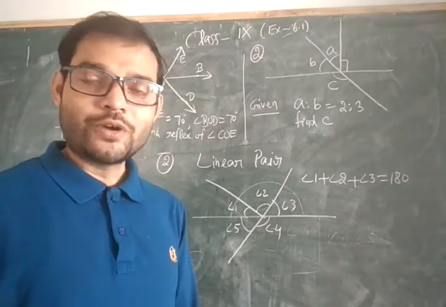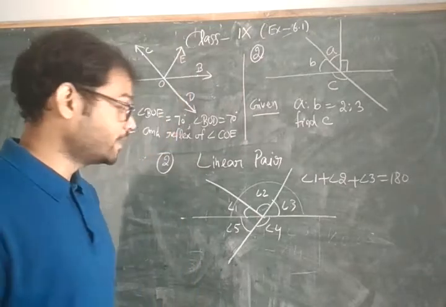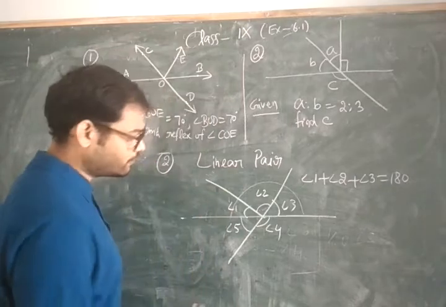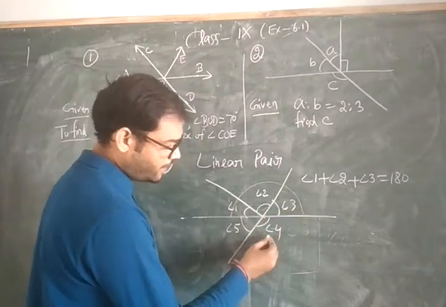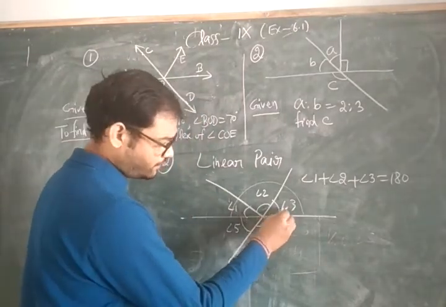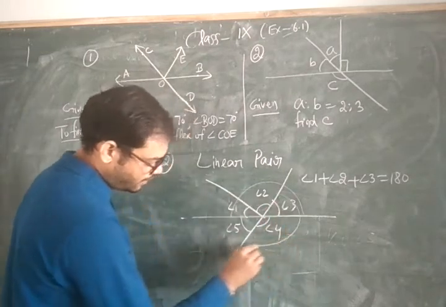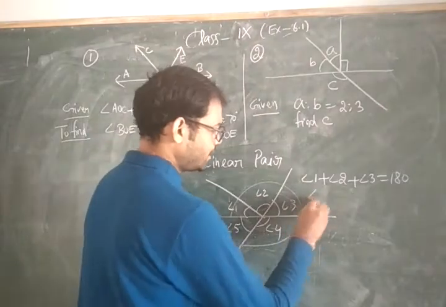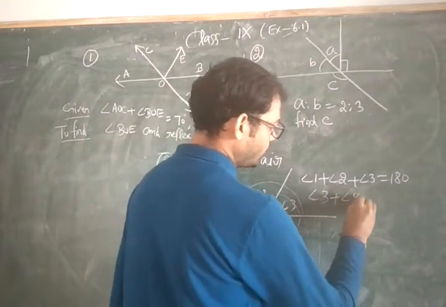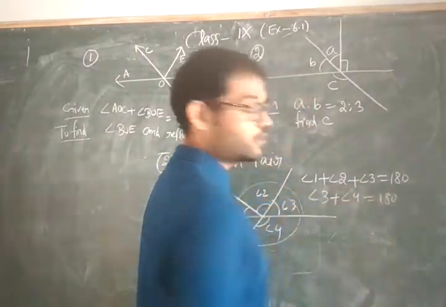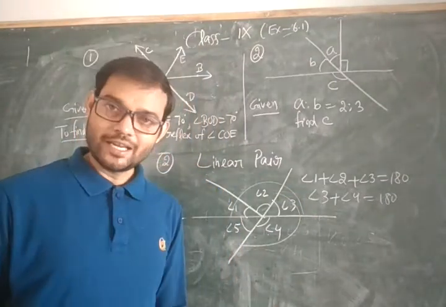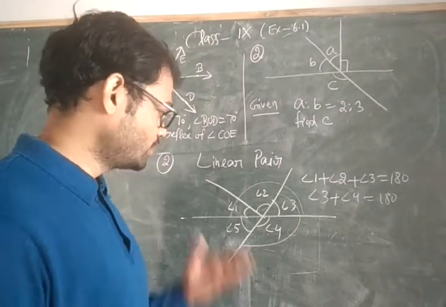In the same way, in this figure there are some more linear pairs also. Let's identify them. Find a straight line. If you see carefully, angle 3 and angle 4, when I join 3 and 4, they also become a straight line. So you can say that 3 and 4 are also a linear pair. Okay, is there any other linear pair?